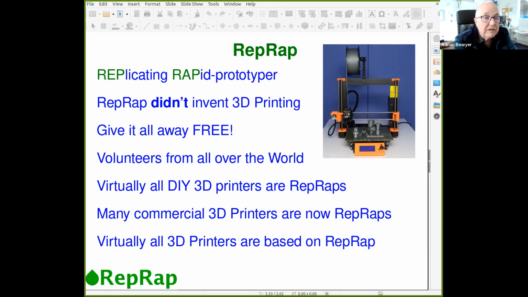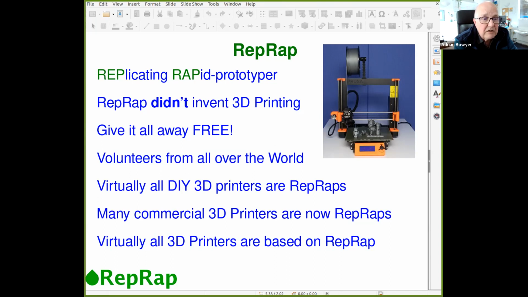Pretty much every do-it-yourself 3D printer these days is a RepRap in some form or other, in the sense that they almost all incorporate 3D printed parts in themselves. If hobbyists go away and make their own machine, it's pretty rare these days that they make a machine without any 3D printed parts. And many commercial 3D printers are now RepRaps. We'll look at one in a moment, though there are several.